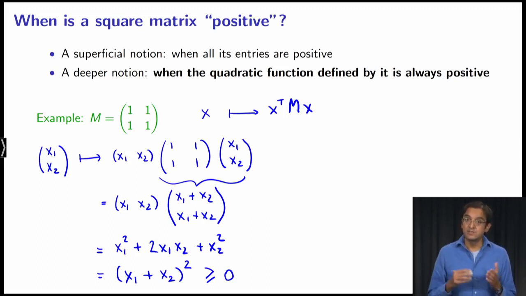Okay? So we have a matrix, in this case 2 by 2. It defines a quadratic function on two variables, and this function is always greater than or equal to 0, no matter what x you plug in. So we call this matrix M positive semi-definite.